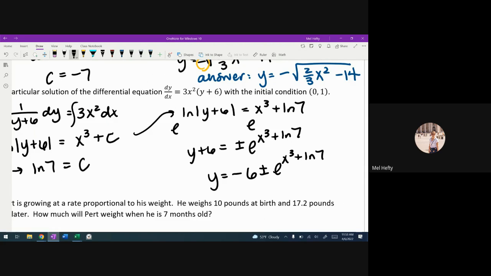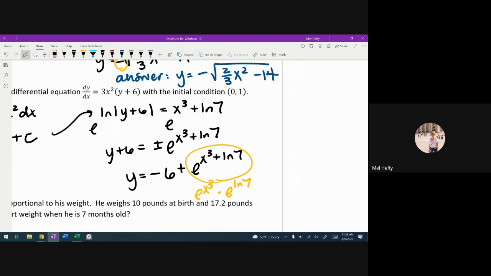Now, if I'm looking at this to make sure that this is going to give me a 0, 1, pretty sure I'm going to be using the plus part of that plus or minus because -6 minus something would be negative. You can simplify this part if you want into e to the x cubed times e to the natural log of 7. E to the natural log of 7 is 7, so you could make this 7 e to the x cubed with the -6 being added or subtracted, whatever.